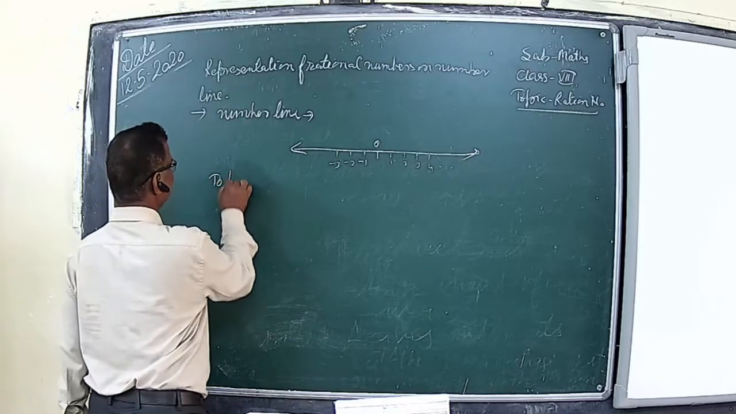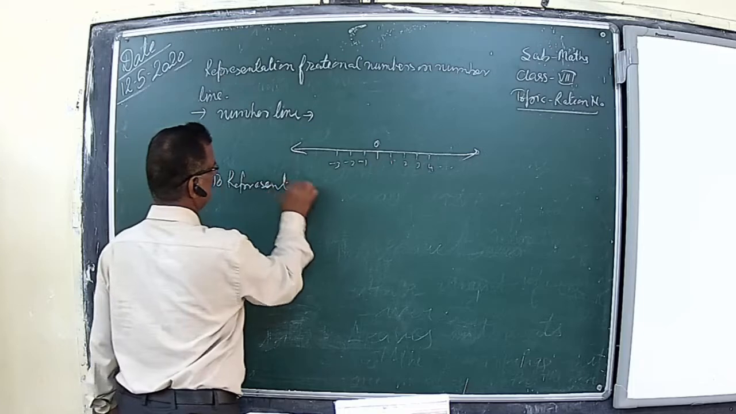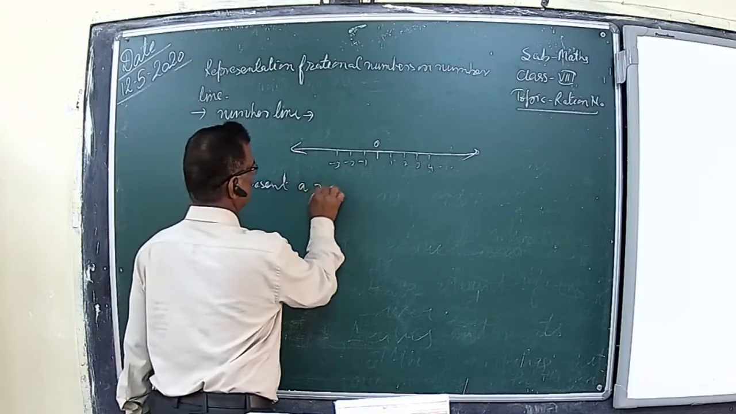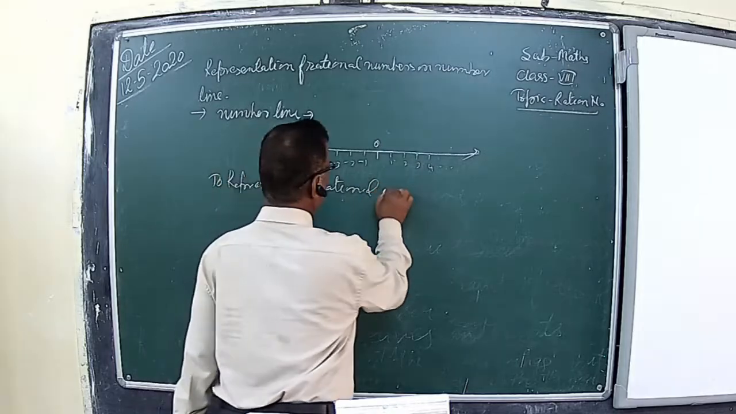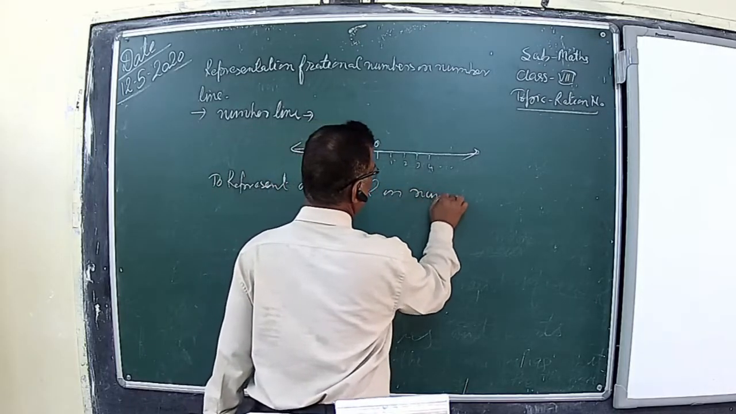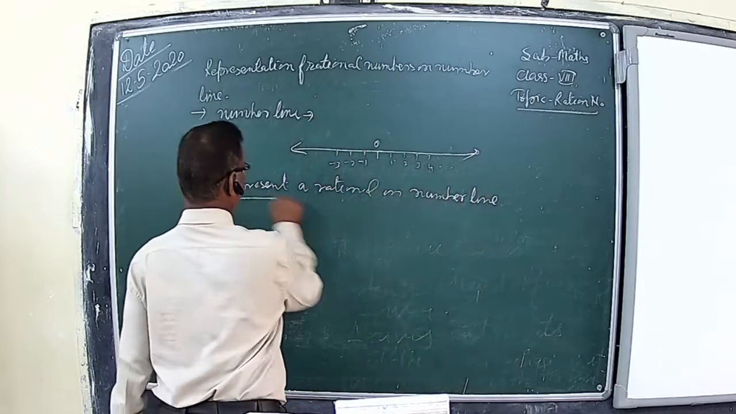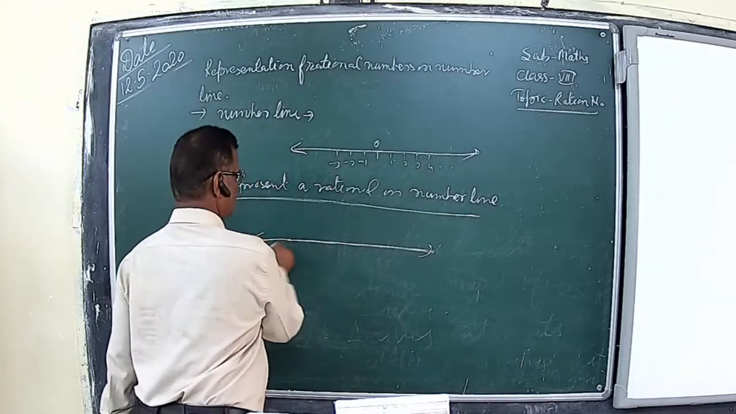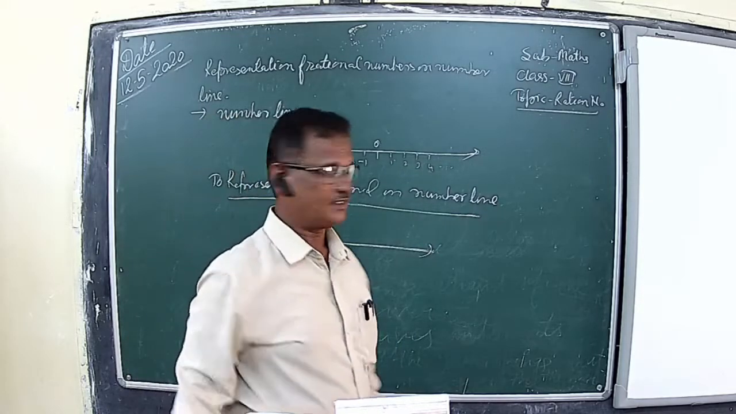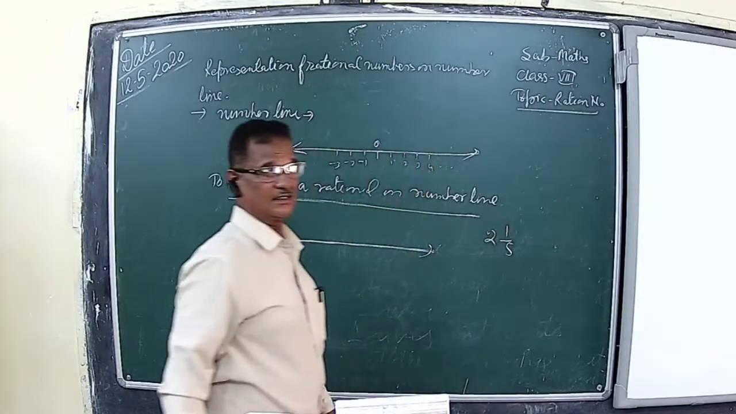To represent a rational number on the number line. This is the number line. You have to represent 2 whole 1 upon 5 on this number line.